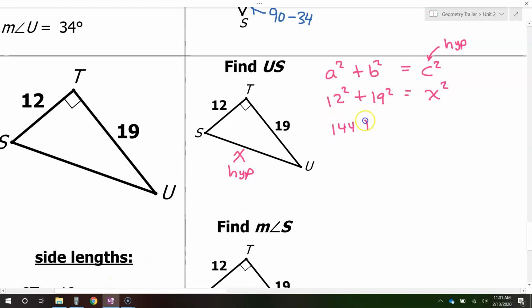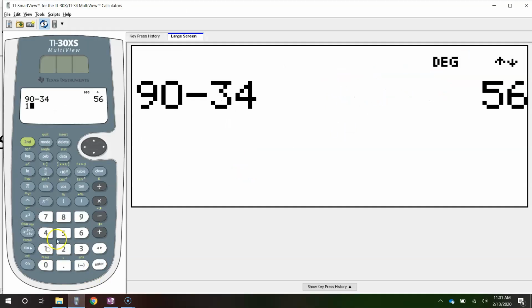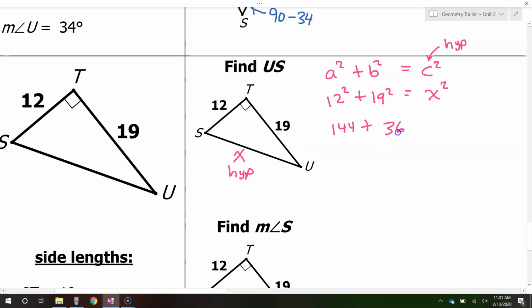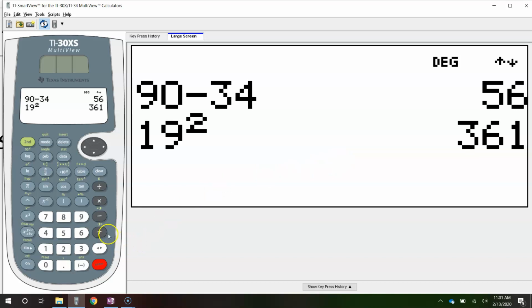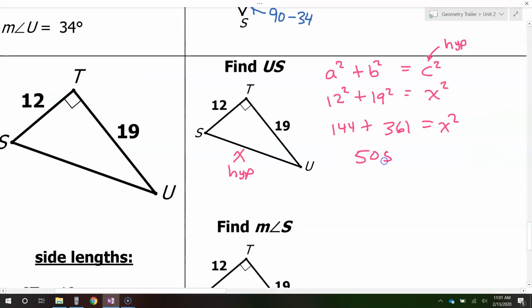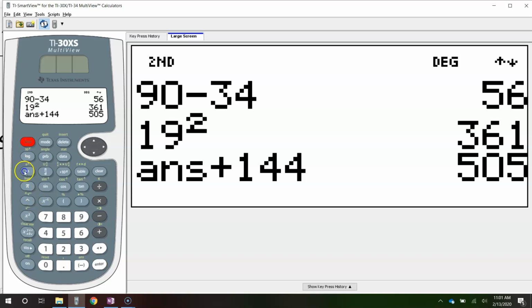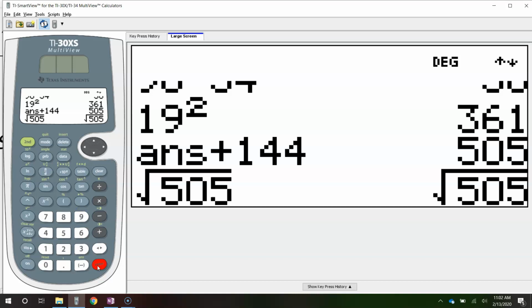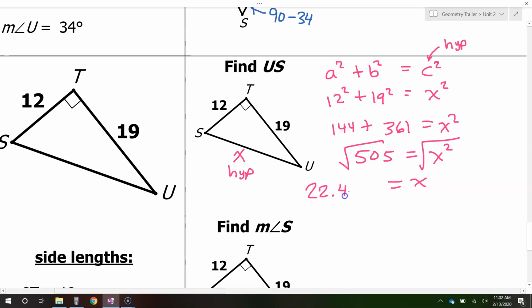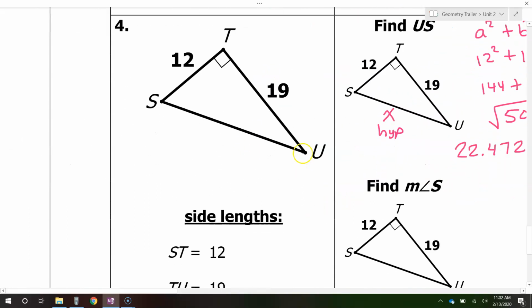So this is 144 plus, I forget what 19 squared is, 361 is equal to x squared. So we'll just add these together. It's 505 is equal to x squared. And then you get x alone by doing the square root of both sides. So let's see, the square root of 505. Sometimes you have to hit this button to make it give you a decimal. So that's 22.472. So that's how you find side US.